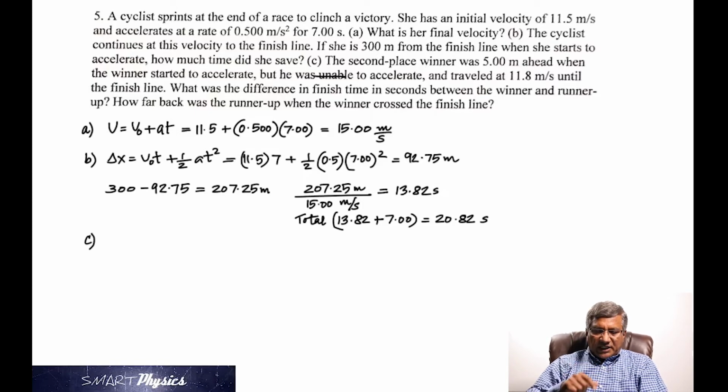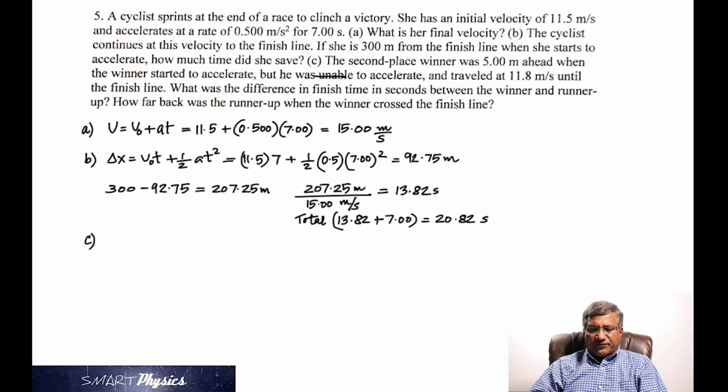We know that she had already taken 7 seconds. Now we found out that at this average velocity she would take 13.82 seconds. So the total time is 20.82. Now let's go to the C part. In the C part, the second place winner was 5 meters ahead when the winner started to accelerate, but he was unable to accelerate. So the second place winner was ahead, but he was unable to accelerate and traveled at 11.8 meters per second until the finish line.